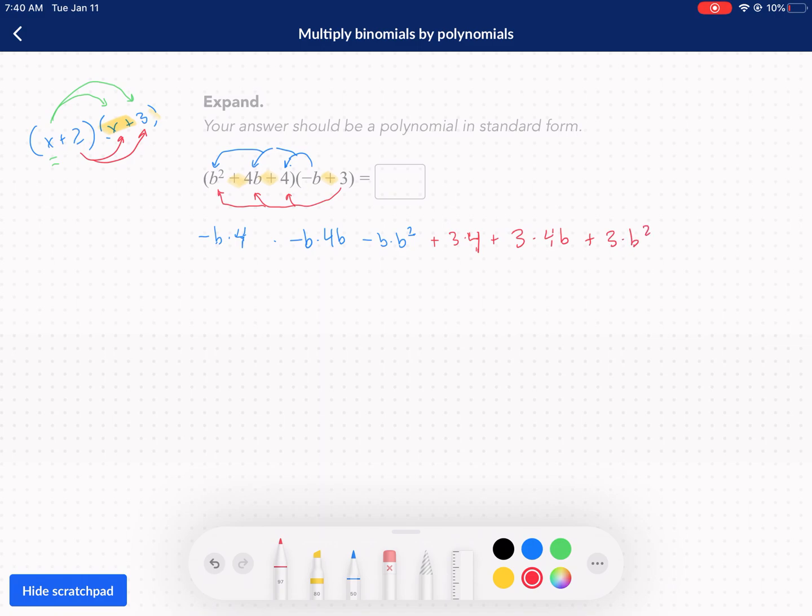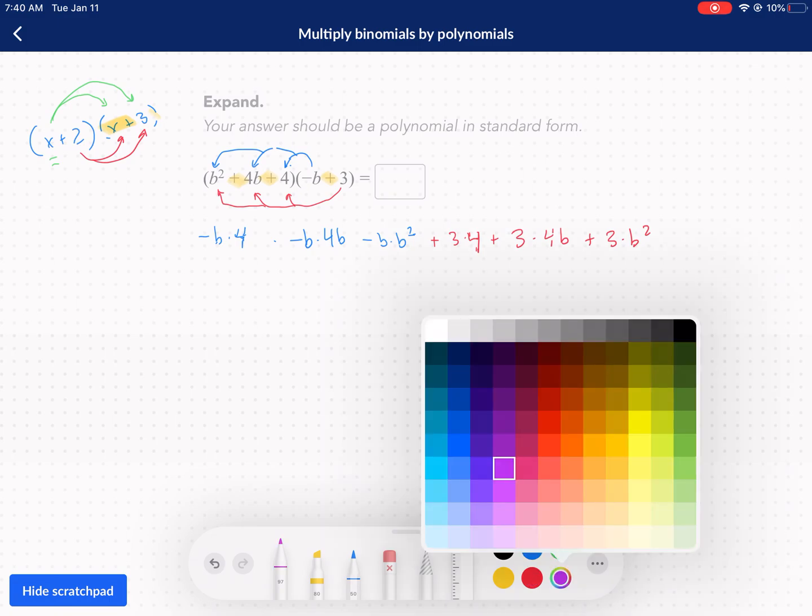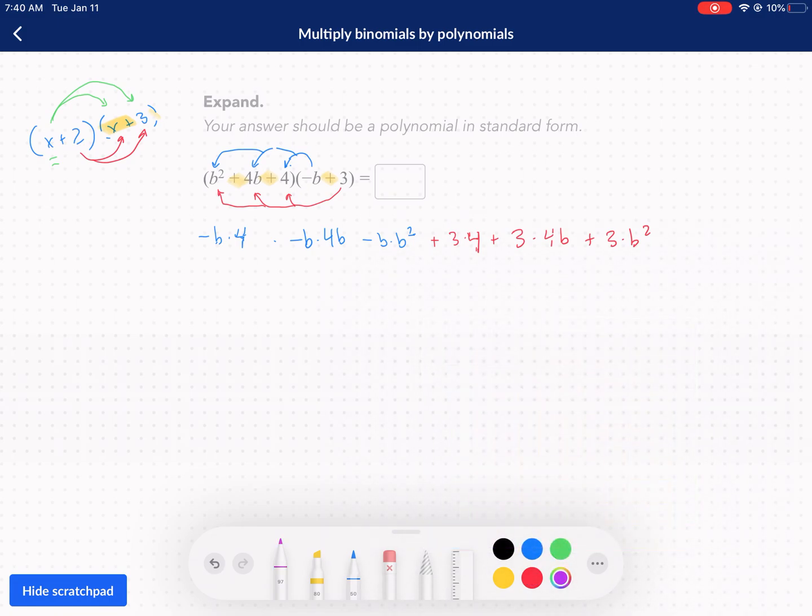Now I just have to clean this up and then combine like terms. So we're going to start with the cleanup process. I like to use one color for this. I have a negative b times 4, that's negative 4b, minus 4b times b, that's b squared, minus b times b squared, that's b to the 3rd power. Then here I have 3 times 4, that's 12, 12b, and then 3b squared.